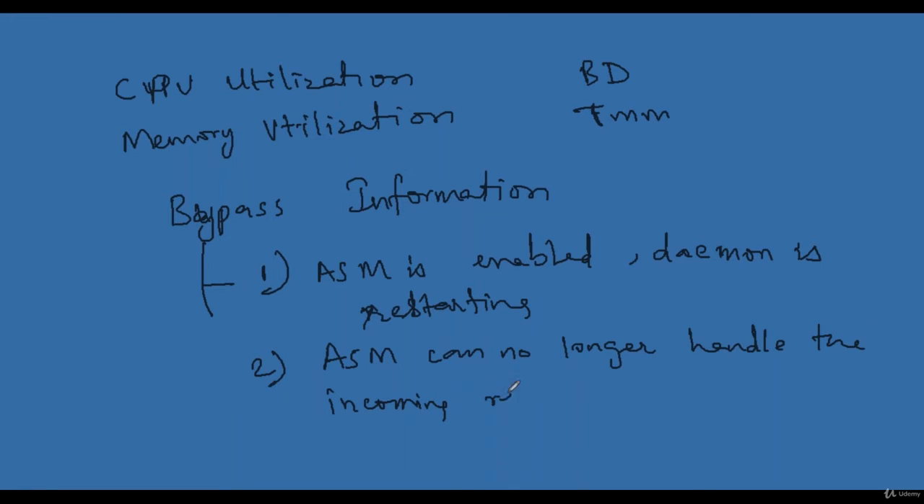Handle the incoming requests or any transactions. So either way, the traffic bypasses the ASM to avoid causing the downtime. So this resource graph will display the data which is related to backlog messages, HTTP requests, and transactions which are basically bypassed.